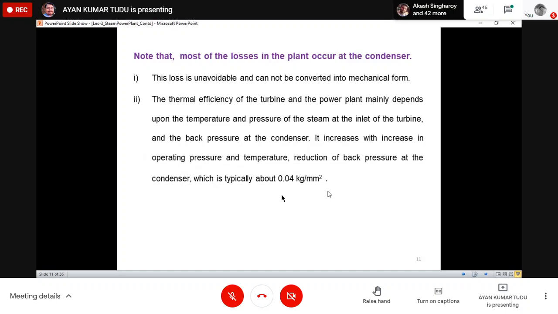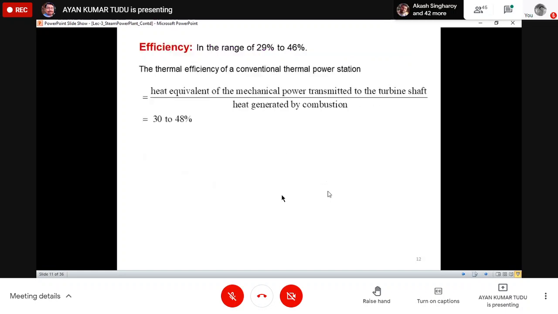Okay, so what is the efficiency now then? So efficiency is in the range of, as you can see, 29% to 46%, and the thermal efficiency of a conventional thermal power station is around 30 to 48%.